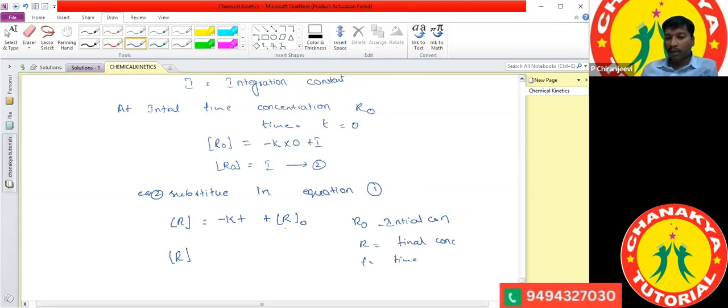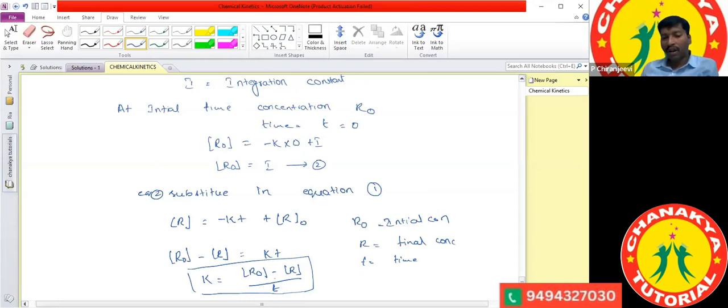Now I'm going to bring the concentration terms to one side. R naught minus R is equal to... I'm bringing this R to this side, so plus R becomes minus R. That's why I wrote R naught minus R is equal to kt; if you bring kt to this side, it becomes plus kt. Here we need k, so k is equal to R naught minus R divided by t. So this is the equation of the rate constant of a zero order reaction.